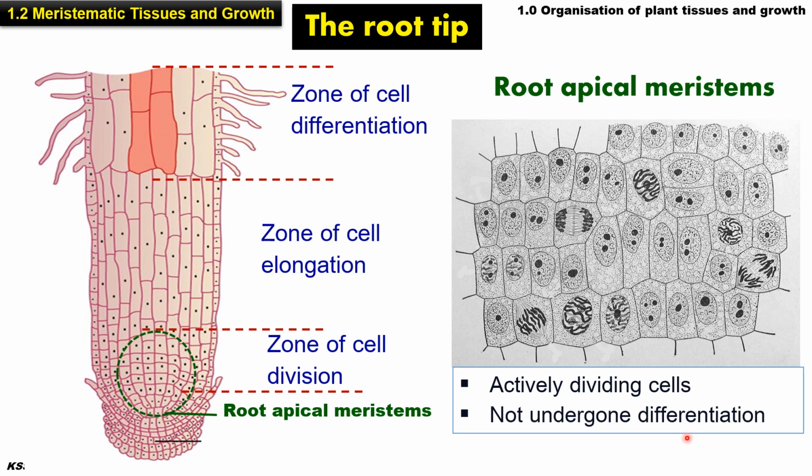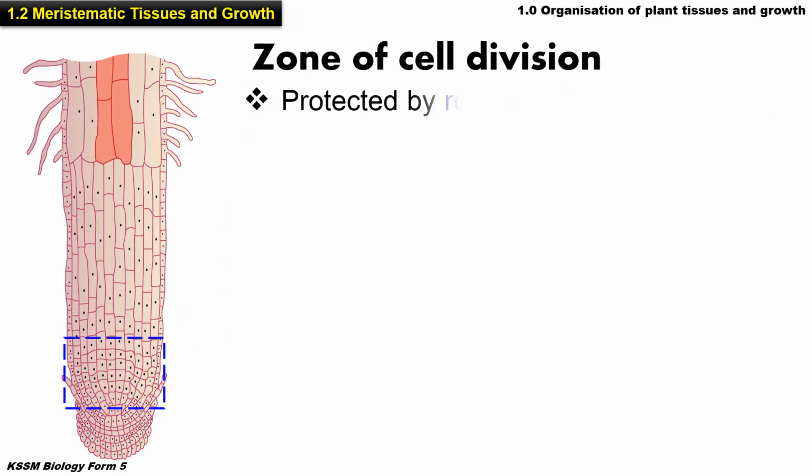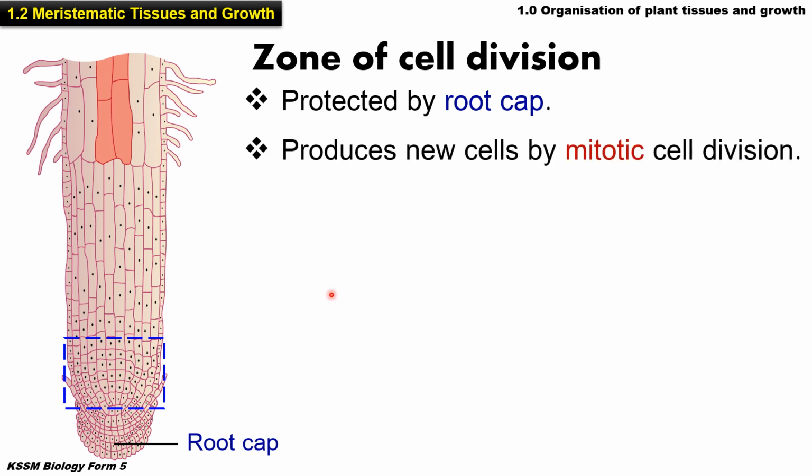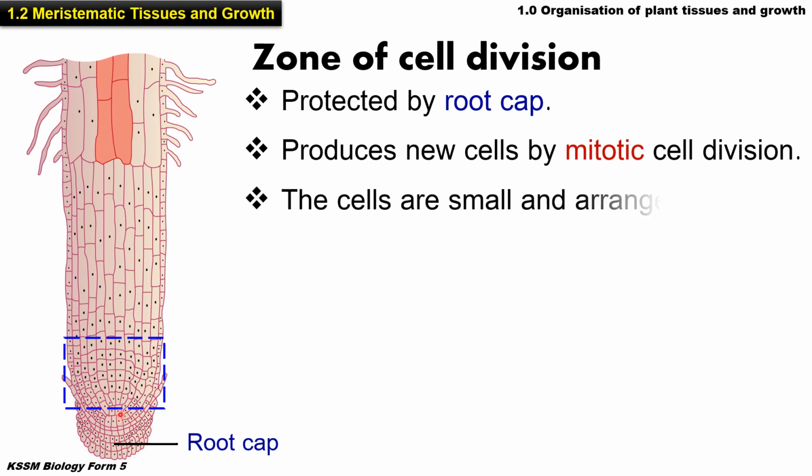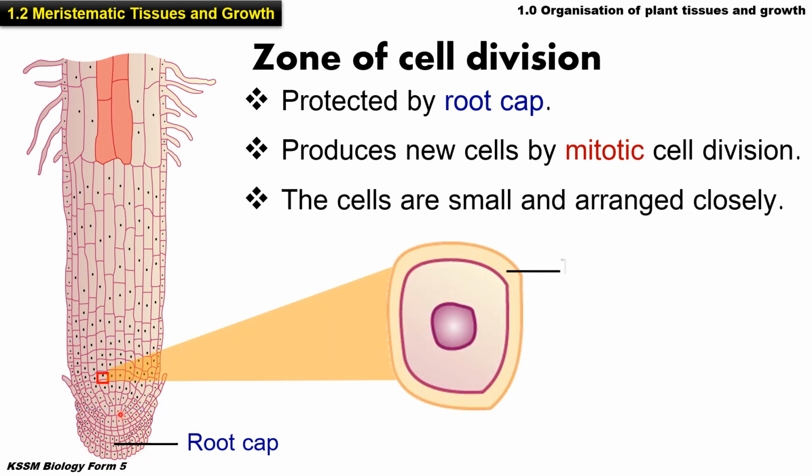Okay, so kalau divide, you learn mitosis in form 4. One cell divide, undergo mitosis, it become berapa cell? 4 cell. And each of the 4 divide another mitosis. So the number of cell will increase. Boleh? So, the zone of the cell division just now, okay, it will be protected by the root cap. Okay, root cap.